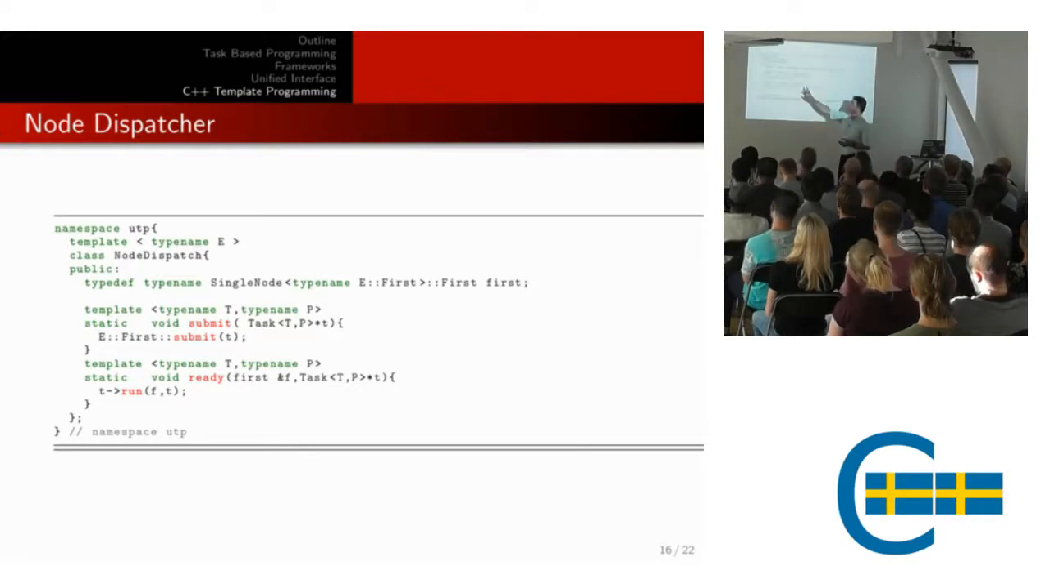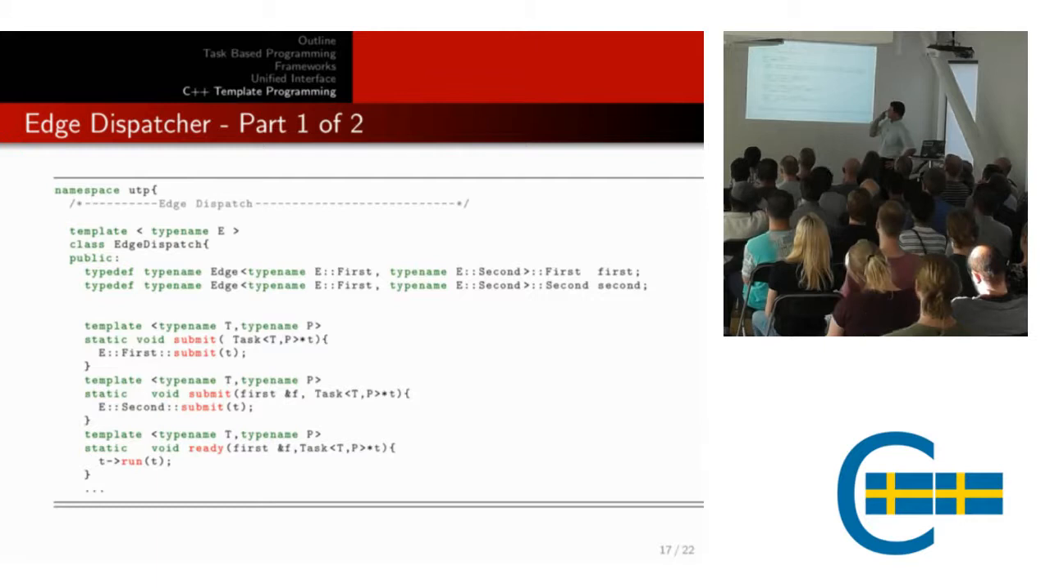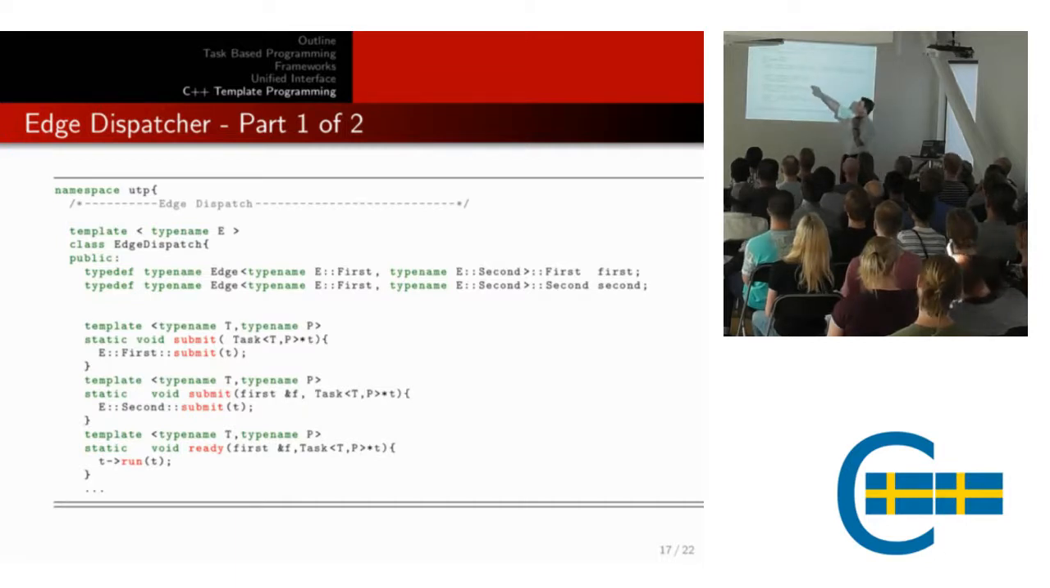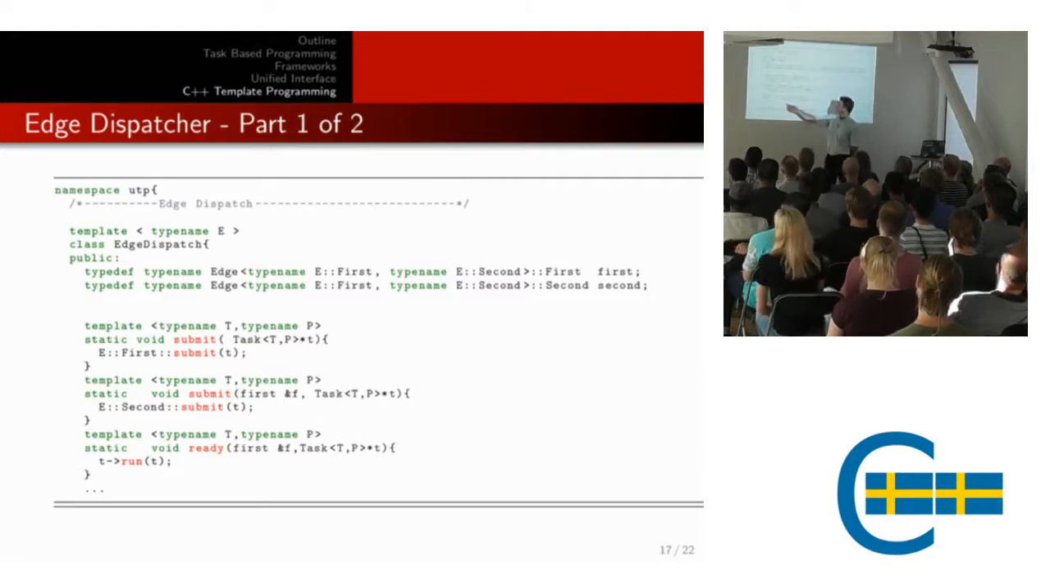Using static function calls gets rid of the virtual and dynamic binding. Next is the edge, where the first and second types of the edge are defined as first and second. Again, tasks that come from the program are submitted to the first, and when they get ready, they will be run.